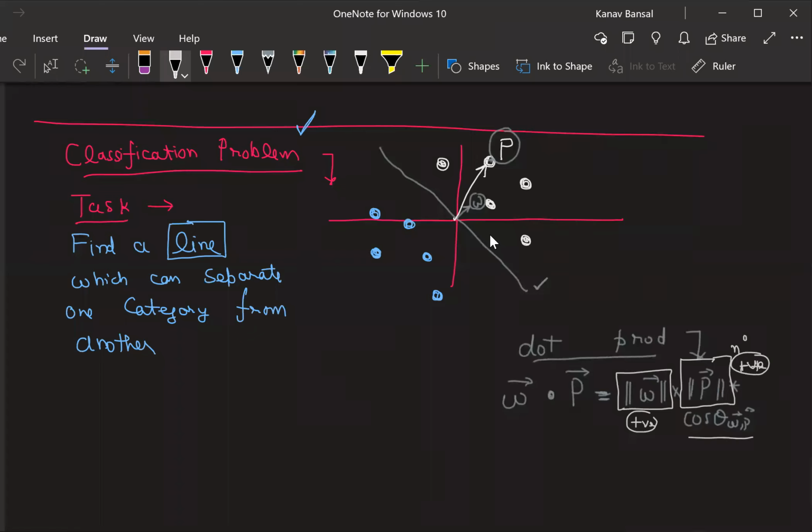But what about cos theta, in W transpose P? What about the cos of the angle, right? So how does cos look like? Cos looks like this, right? The graph for cos theta looks like this, right?